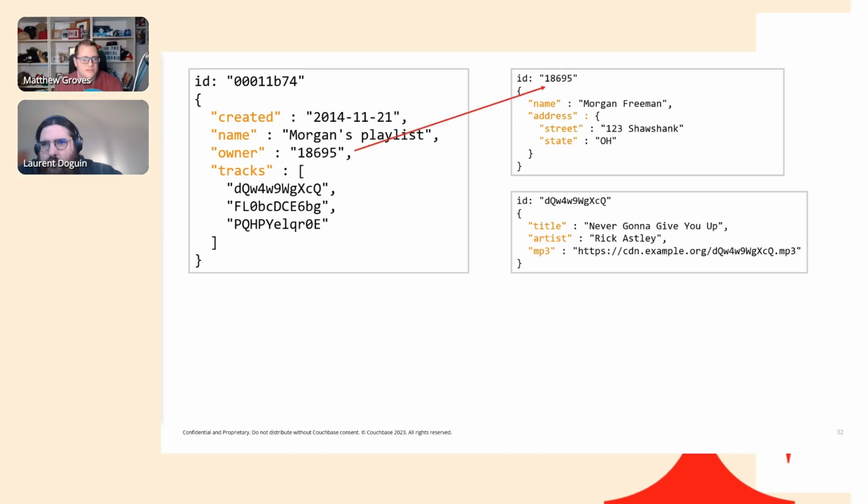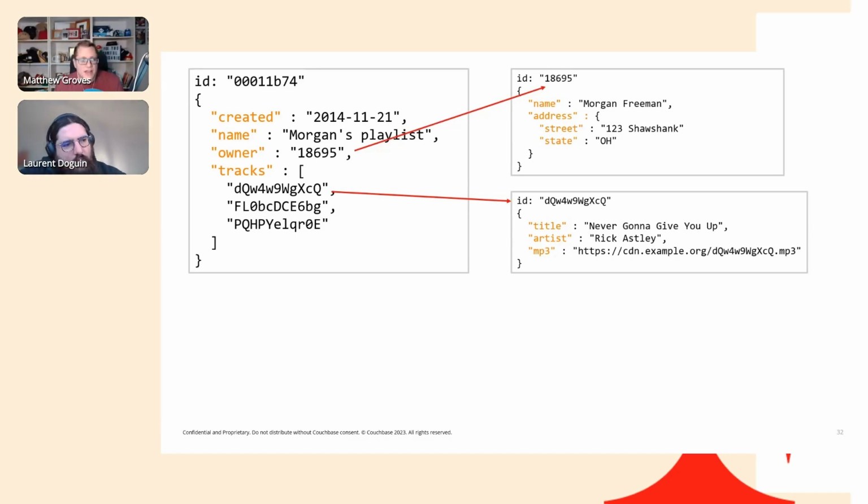So this is very much a refer example. It's very similar to a relational approach where all the data is split up in different pieces. The playlist document refers to the user document via that document key, 18695, and that's Morgan Freeman's playlist. And then the tracks all have their own keys as well, and each refer to a different track. So in this case, D, Q, W, etc. refers to this Rick Astley song.